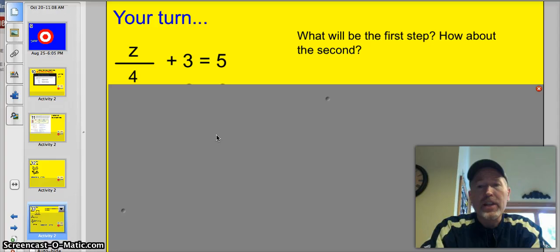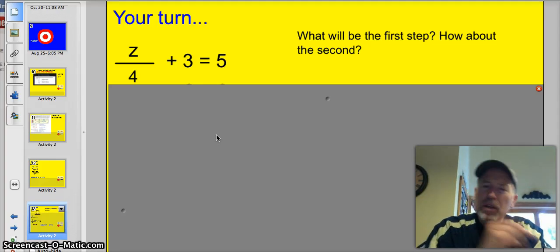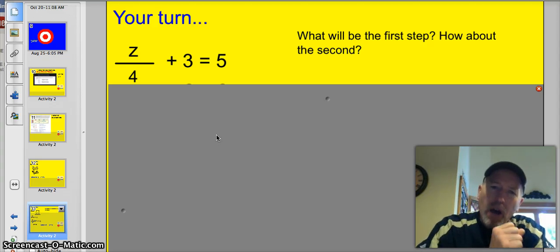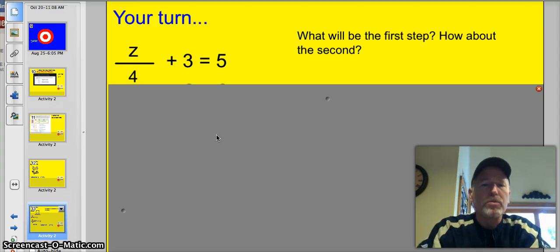Your turn now. Try this one on your own. What will your first step be? What will your second step be? Can you figure out what those steps will be without even starting the problem? You should be able to. Go ahead and try it.